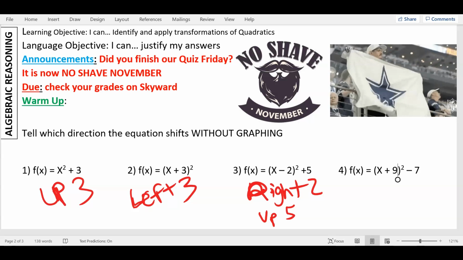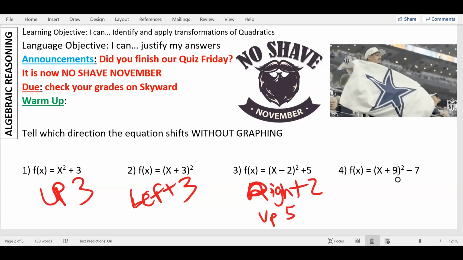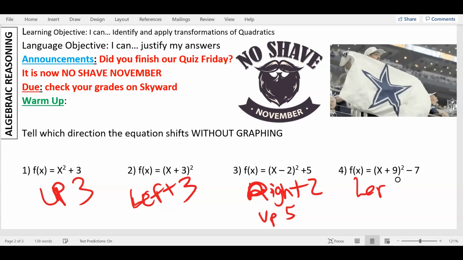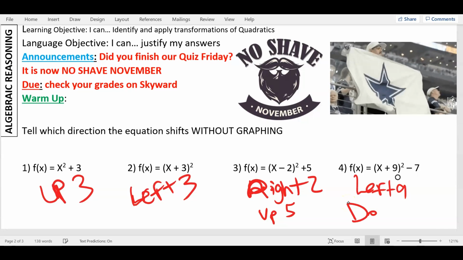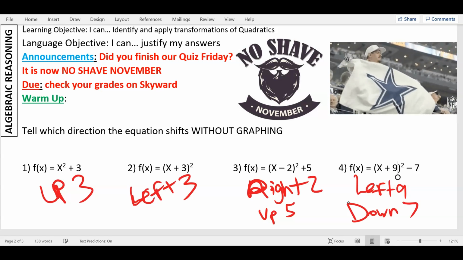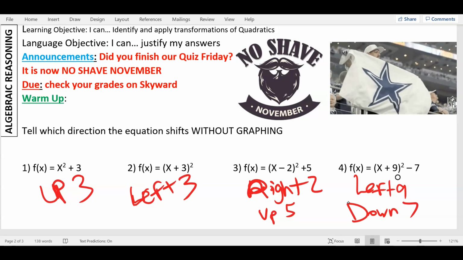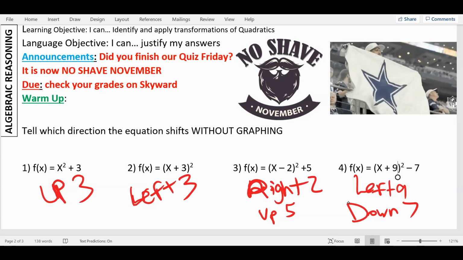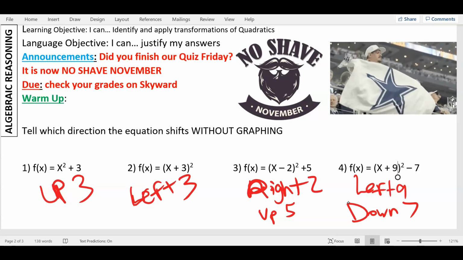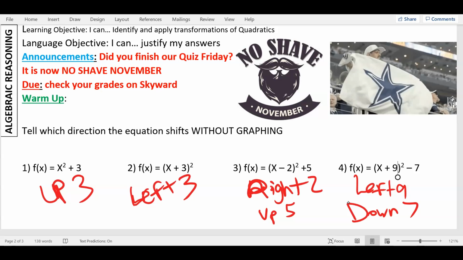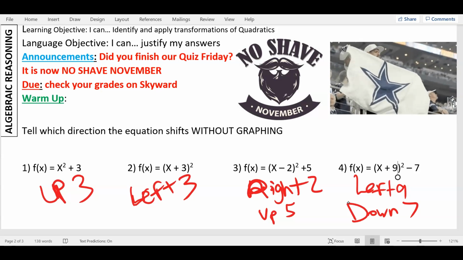Now, number 4, inside the parentheses is a positive 9. Which direction does that go? Left 9, and then the minus 7 goes which way? Down 7. Okay, so for those of you who only copied down the warm-up, do you understand this? Could you do this on an assignment, right? That was on day 1 and day 2 of yesterday's notes. We did all the way through up to day 3. Today, we're going to do day 3. Shorter class today, so we're just going to do day 3 today.